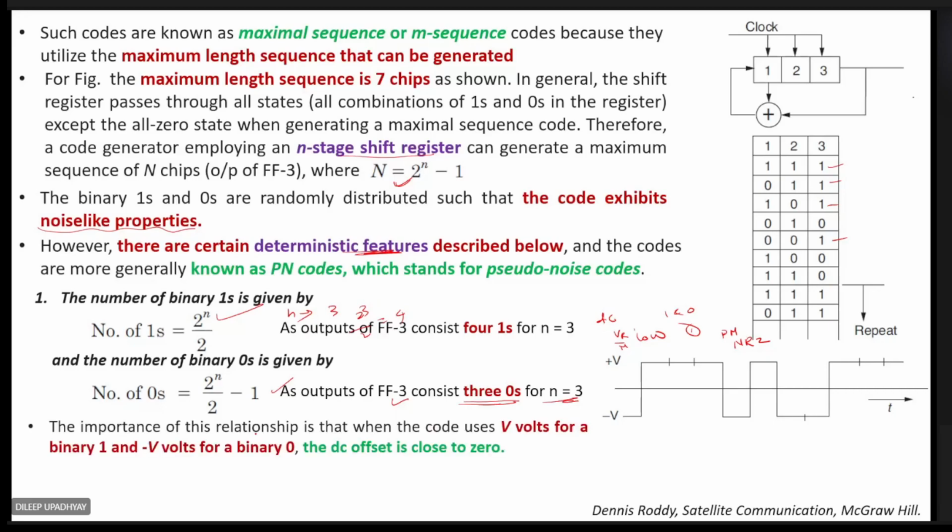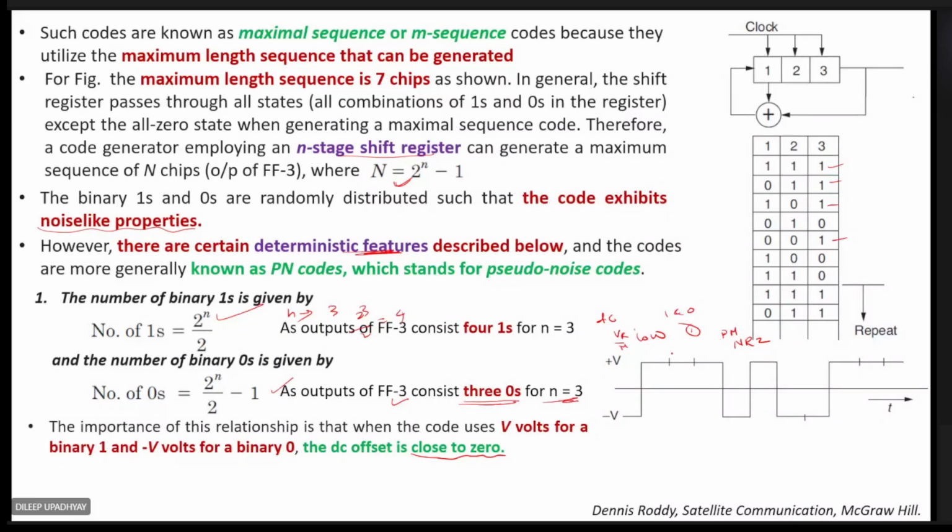The importance of this relationship is that when the code uses a positive level for binary 1 and a negative level for binary 0, the DC level is close to 0. However, since ones and zeros differ by 1, there will be some small amount of DC level. That depends upon how many chips are generated before the repetition, and that decides how close the DC level is to 0. And for any communication, this DC level should be as low as possible.